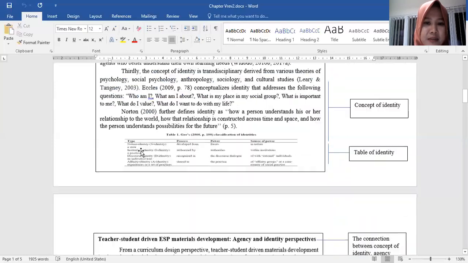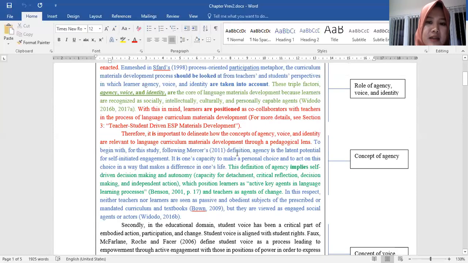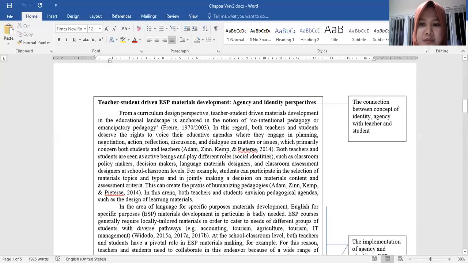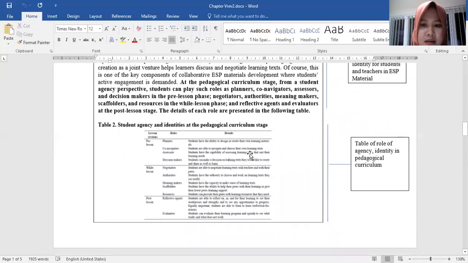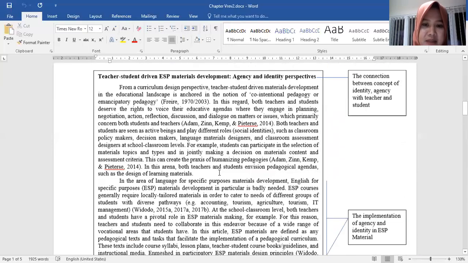Here is the second subtitle. You can see that the writer tried to marry one concept with another concept, because this article focuses on agency, voice, and identity, and then he tried to apply these concepts into ESP material development. So the title is Teacher Students Driven ESP Material Development, Agency and Identity Perspective. Here he tries marrying two different concepts, and then shows how these kinds of concepts can be applied to material development.